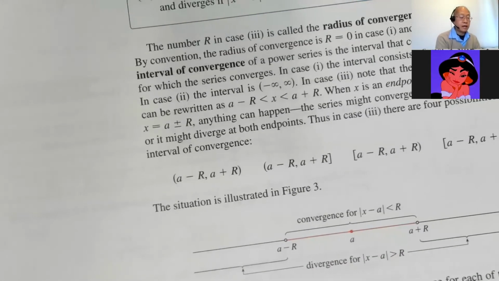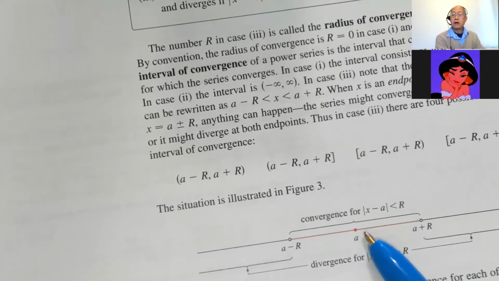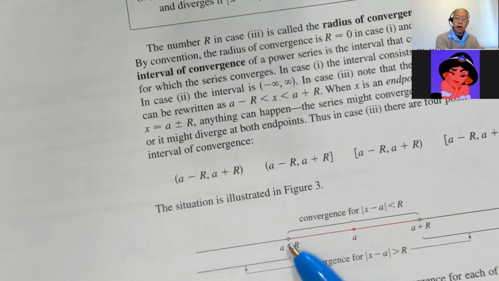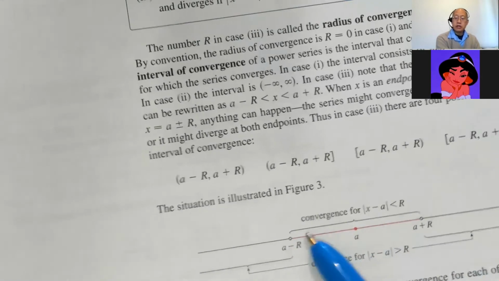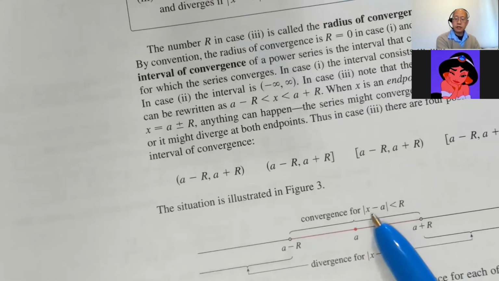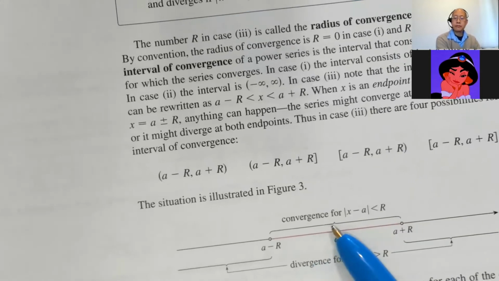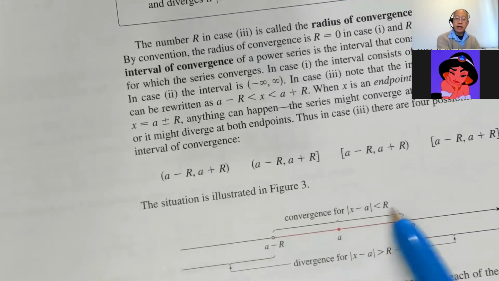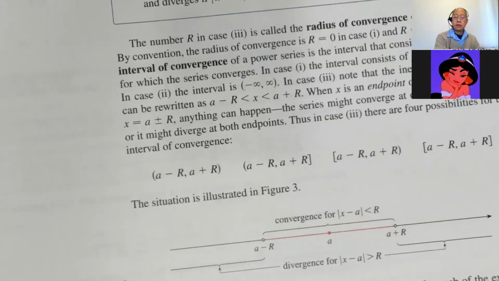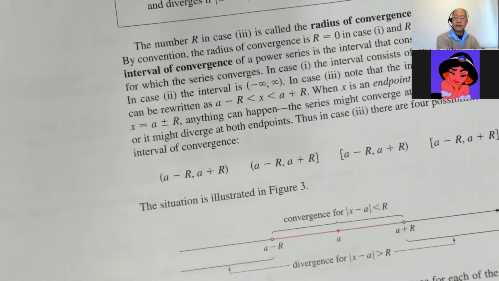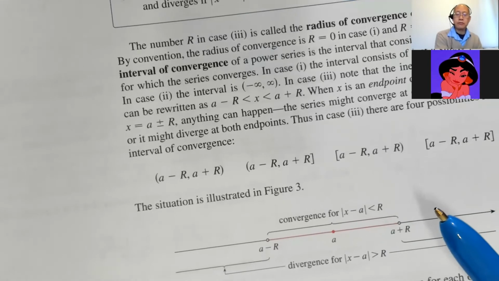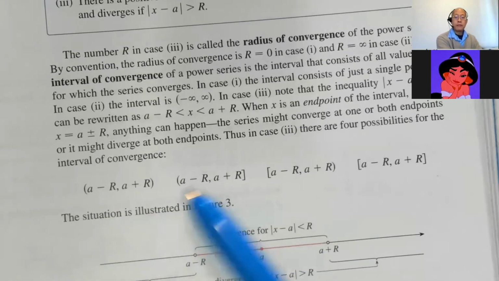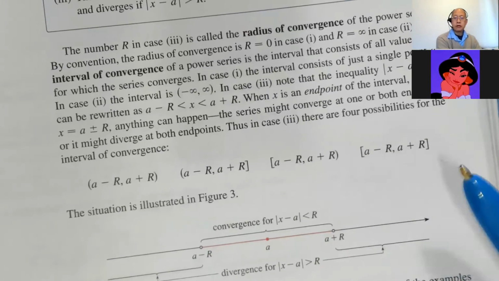So we're centered at a. We have a so-called radius of convergence. I go r to the left and r to the right. So everywhere here, I have convergence, in fact, absolute convergence. Way out here and way out here, you have divergence. And then at the 2 endpoints, anything goes. It might converge, it might diverge at the 2 endpoints. You generally have to check the 2 endpoints. So if you look over here, all of these are possibilities. It could be open, open; open, closed; closed, open; closed, closed.